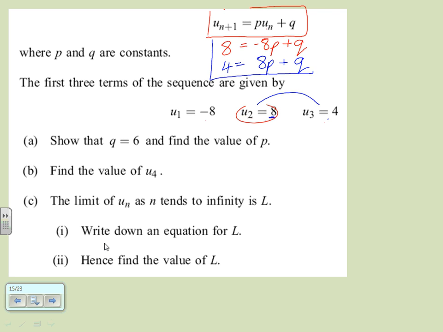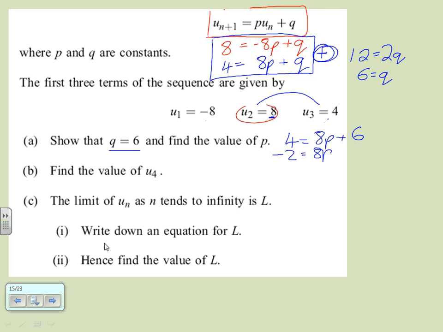So we've got two nice simultaneous equations, that if we add them together, then the P's just disappear, and we get 12 equals 2Q, and so clearly Q is 6. That's what we were asked to find. Q is 6. We can work backwards to try and find out what P is as well. If I go back into the last one here, if I take away 6 from both sides and divide by 8, I can find out that P is minus a quarter.